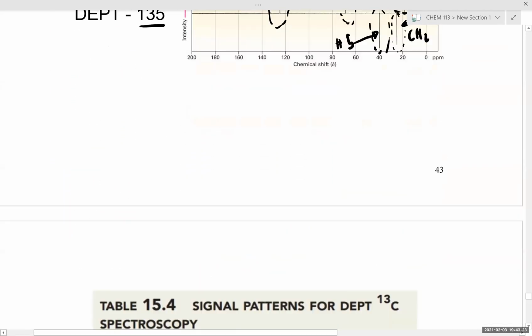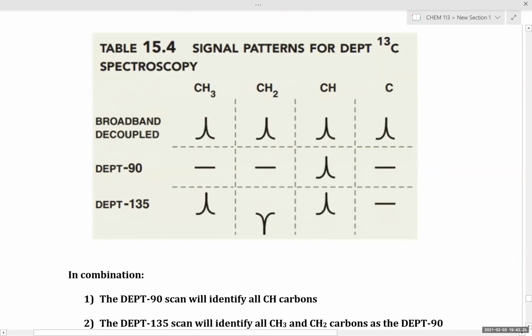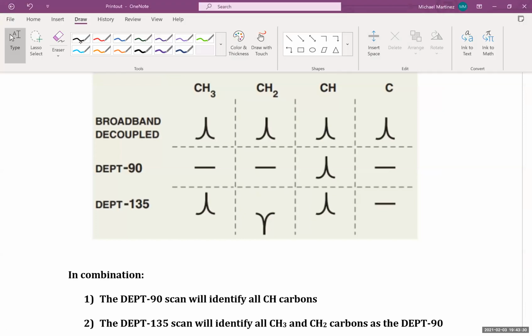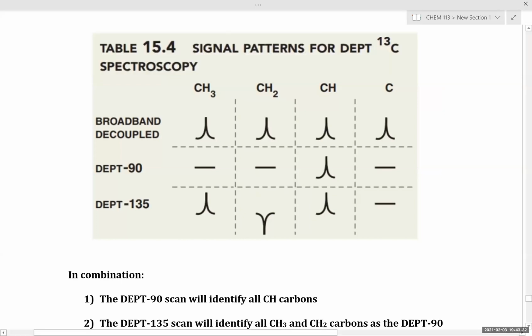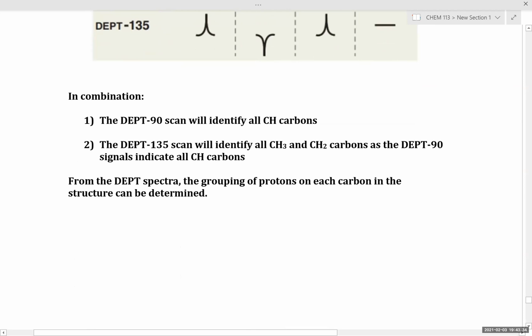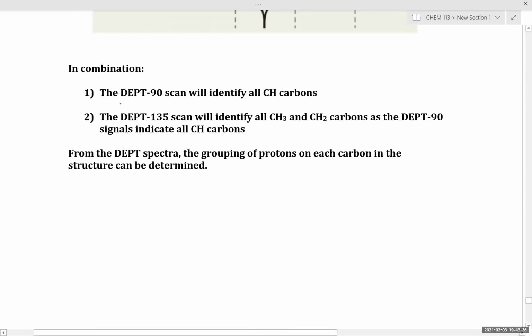Okay, so this is a summary of the common signals that you observe for DEPT carbon-13 spectroscopy. In combination, the DEPT 90 will identify all CH carbons. The DEPT 135 will identify all CH3 and CH2 carbons, as the DEPT 90 will tell you your CH carbons. So from the DEPT spectra, the grouping of protons on each carbon can be determined.